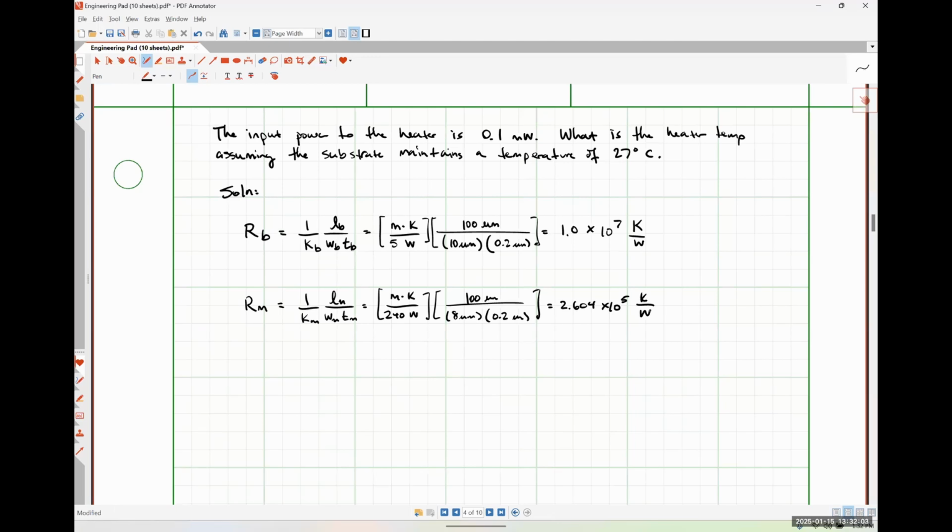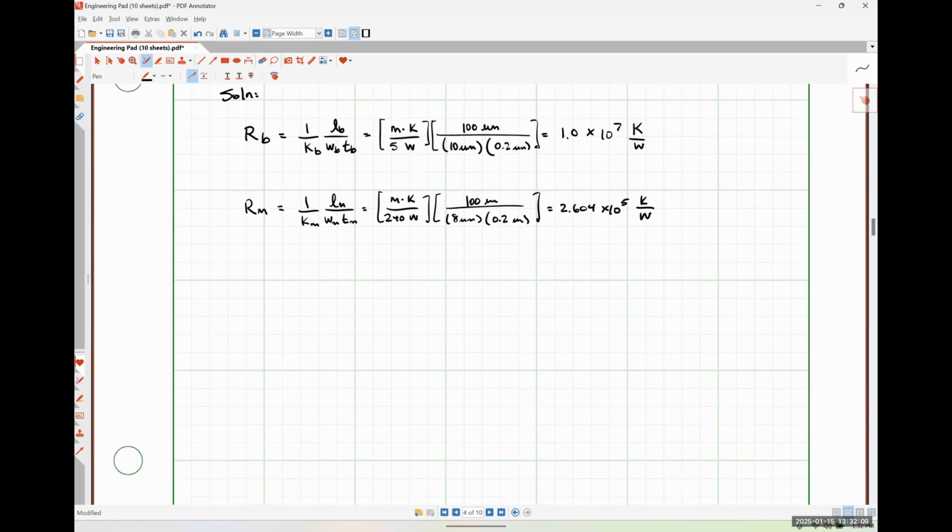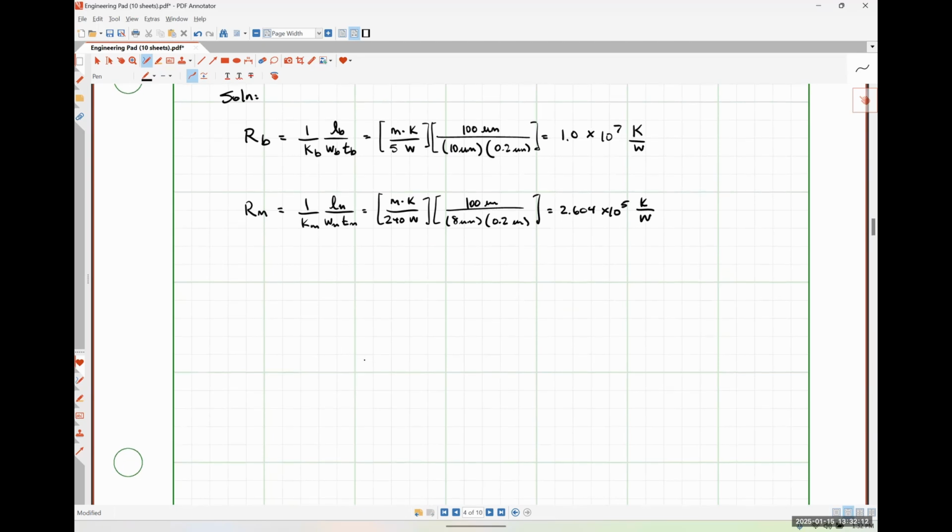Okay. So I'm going to draw this as kind of a circuit, okay? So on the top is my heater, and on the bottom is my substrate, right?